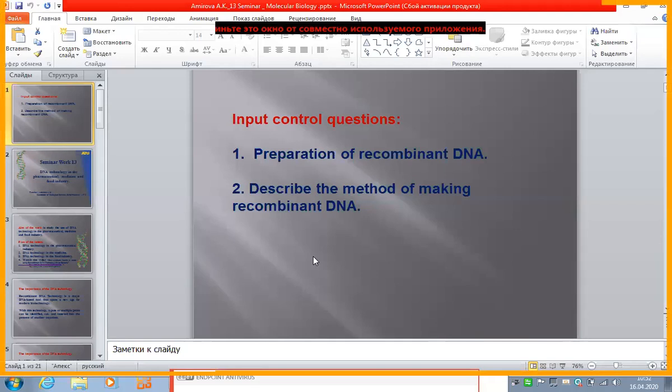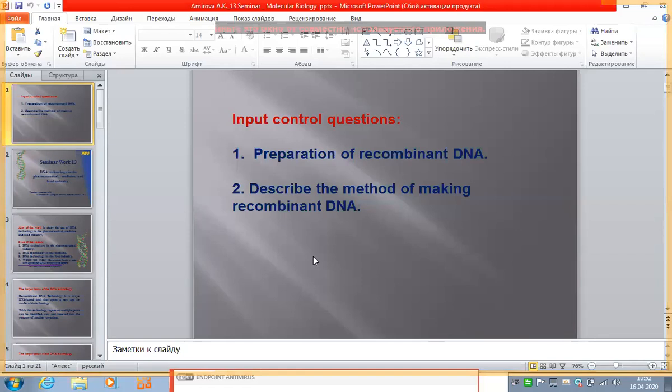Recombinant DNA is the method of joining two or more DNA molecules to create a hybrid. The technology is made possible by two types of enzymes, restriction endonucleases and ligase. A restriction endonuclease recognizes a specific sequence of DNA and cuts within or close to that sequence.